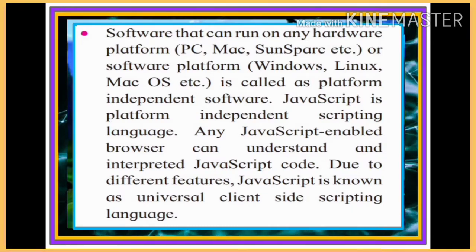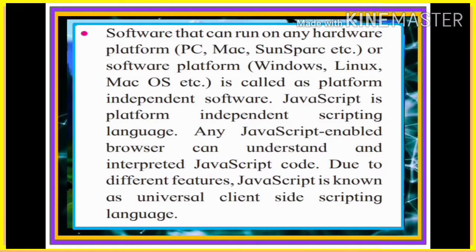Software that can run on any hardware platform such as PC, Mac, Sun Sphere, etc., or software platform such as Windows, Linux, Mac OS, etc., is called platform independent software. JavaScript is a platform independent scripting language. Any JavaScript enabled browser can understand and interpret JavaScript code.